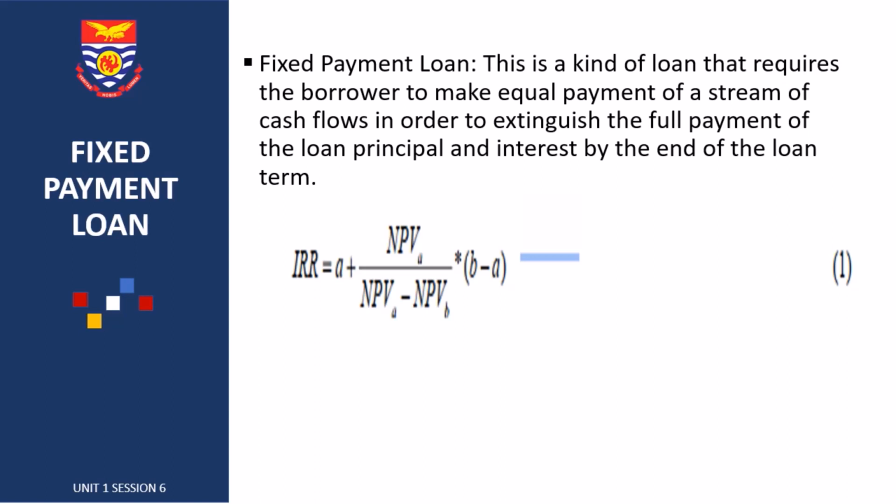So to calculate the rate of return for the fixed payment loan, you can use the internal rate of return formula, which is small a plus the net present value of A divided by the net present value of A minus the net present value of B multiplied by the difference between A and B.